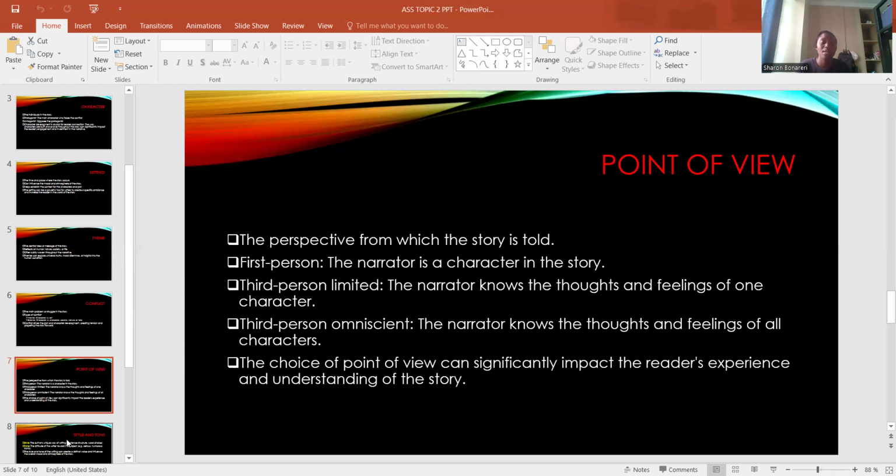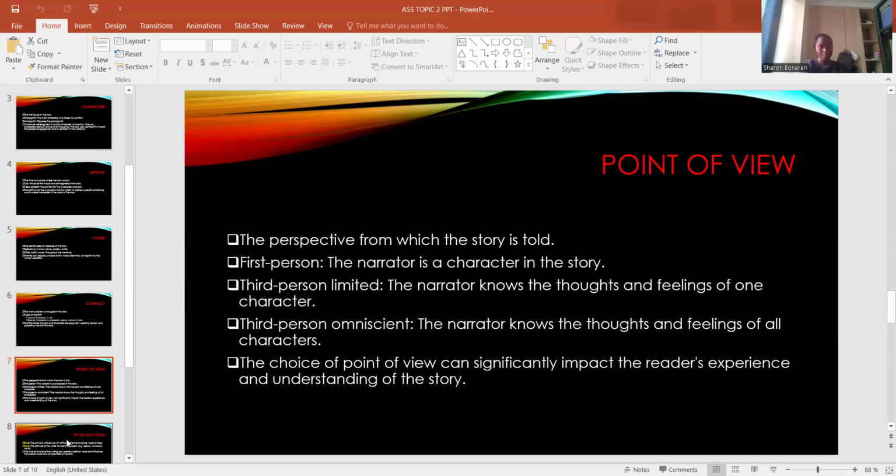And then the third person, limited and omniscient. Let me talk about the omniscient one. This narrator knows how the events are going to unfold as the story goes by. The choice of point of view can significantly impact the reader's experience and understanding of the story.